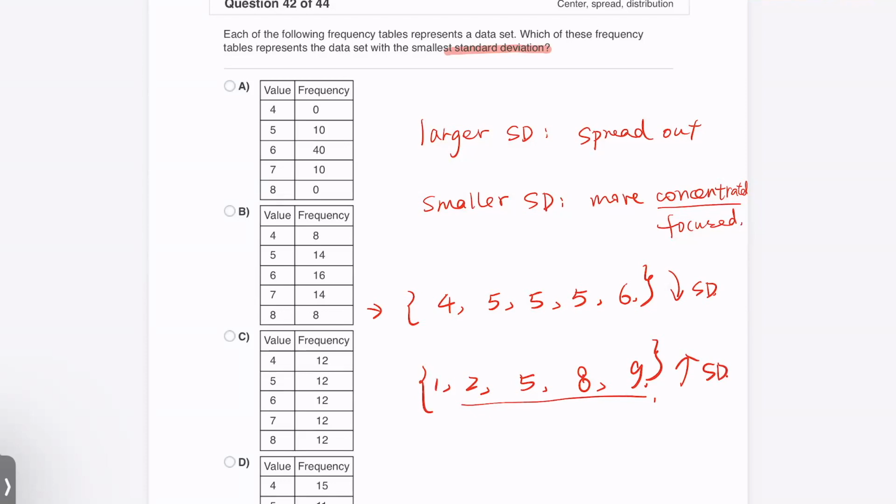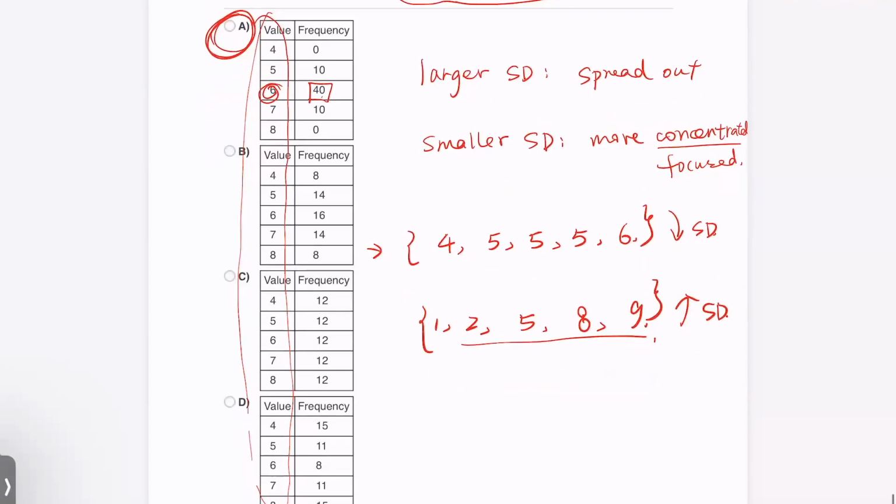So simply speaking, just remember, larger SD means it's more spread out, it's more different. Every number is more different from the center, from the middle. While a smaller SD means it's more concentrated. They're looking for the smallest SD, so you're going to find which one is very concentrated in the middle, which is 6. They give you all the same values in the first column, so the answer is A, because for A, we have 46. That's very concentrated.